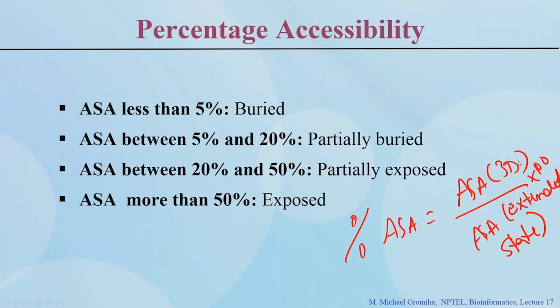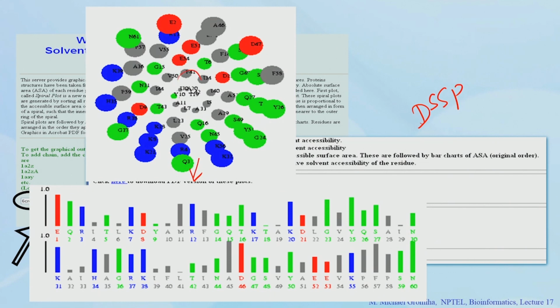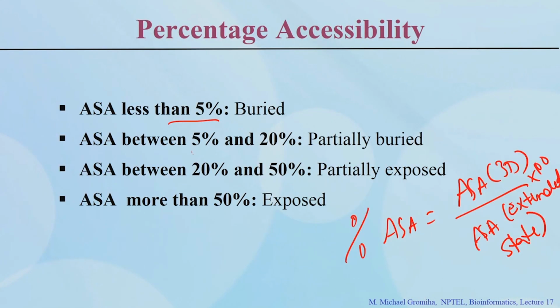So, if the value is less than 5%, then we call these residues buried. What is the meaning of buried? They are in the interior core, right. For example, if you see this figure, okay, this is the buried, and you can put the value of 5 to 20%, right, this is partially buried, and 20 to 50 as partially exposed and more than 50 as exposed. These are the general values we use in the literature, but this is not very strict.